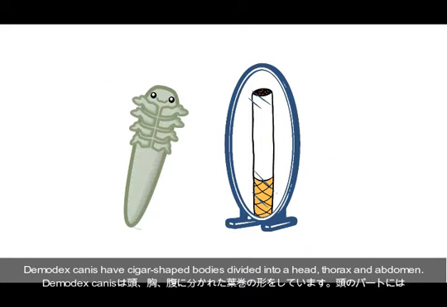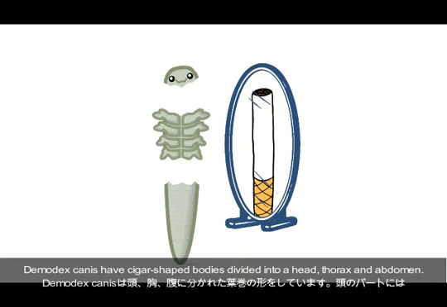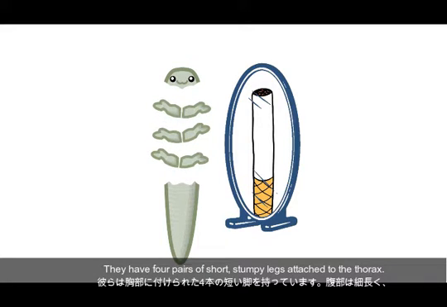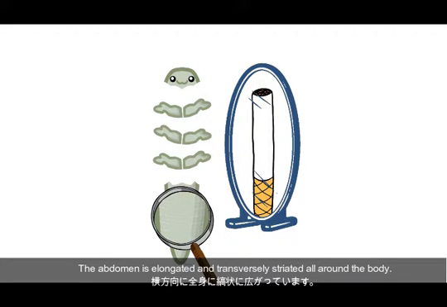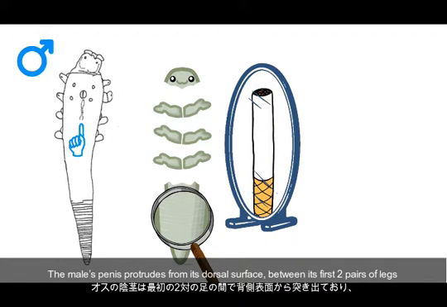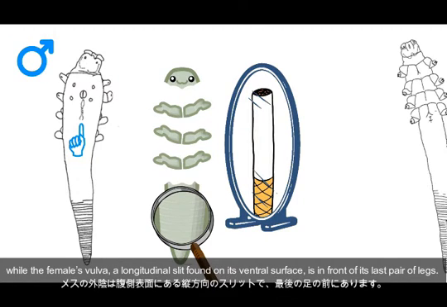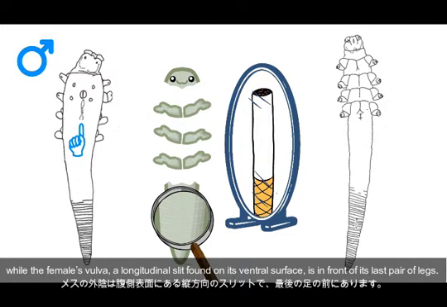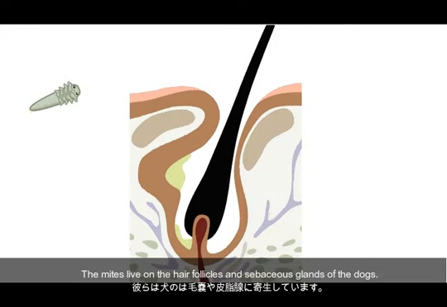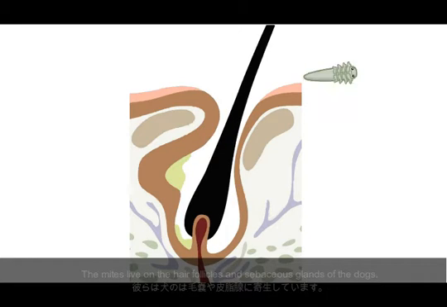Demodex canis have cigar-shaped bodies divided into a head, a thorax, and an abdomen. On the head, we will see the capitulum. They have 4 pairs of short, stumpy legs attached to the thorax. The abdomen is elongated and transversely striated around the body. The male's penis protrudes from its dorsal surface between its first 2 pairs of legs, while the female's vulva, a longitudinal slit on its ventral surface, is in front of its last pair of legs. The mites live on the hair follicles and sebaceous glands of the dogs.